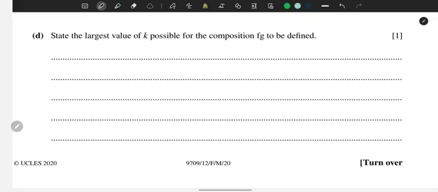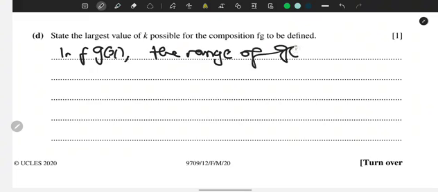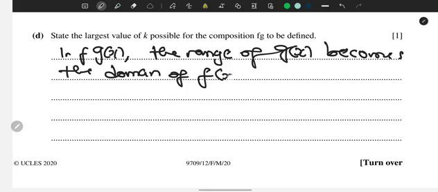Now moving on to the next: state the largest value of k possible for the composition fg to be defined. We are looking for the largest value of k for that function fg to be defined. There is something you need to understand here: in fg of x, let me write it out, the range of g of x becomes the domain of f of x.